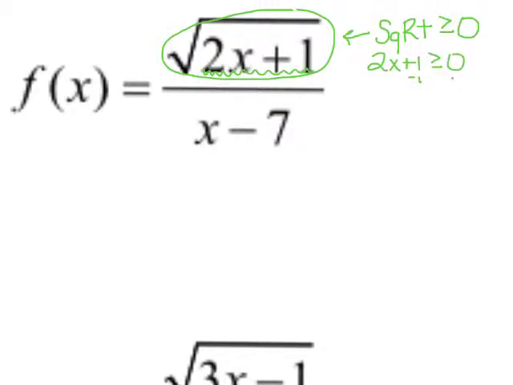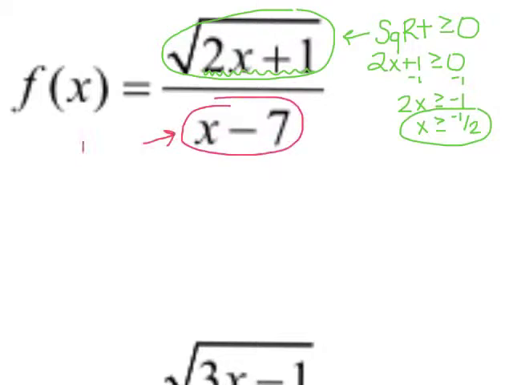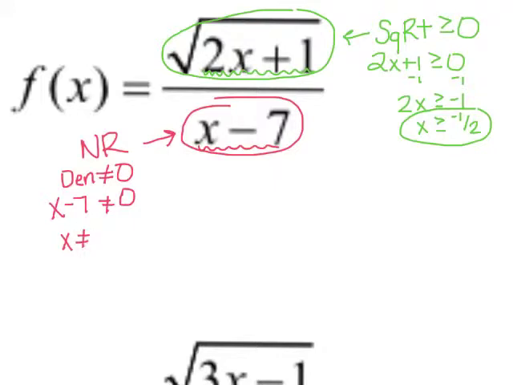So if you subtract 1 and divide by 2, so far, this is our restriction. If you want to go ahead and start your number line, you can. I'm going to wait till I do the other part. So the other part is x minus 7. Now, x minus 7 all by itself does not have a restriction. But not only is this x minus 7, but it's an x minus 7 that's in the denominator. And because it's in the denominator, it cannot equal 0. So therefore, x minus 7 cannot equal 0. Add 7, x cannot equal 7.